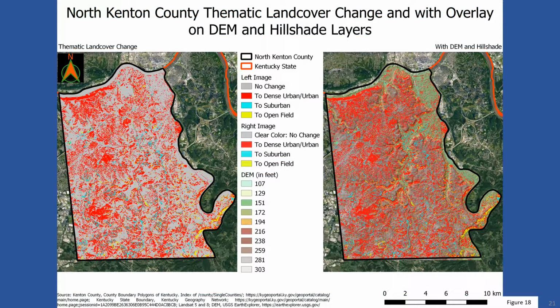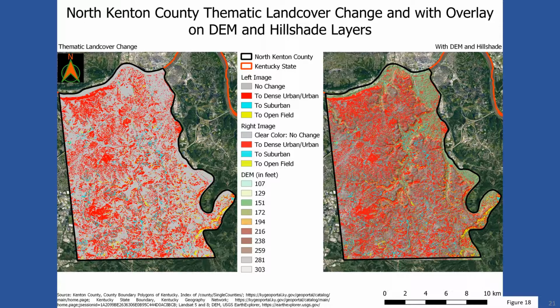To represent class type changes from one class to another, a thematic land cover change map was created. In Figure 18, to the left, is a reclassified version of the thematic land cover change map that shows no change in gray, all class types changed to urban in red, all class types changed to suburban in cyan, and all class types changed to open field in yellow. By categorizing changes in this way, you can see how much of combined classes changed to a certain class type.